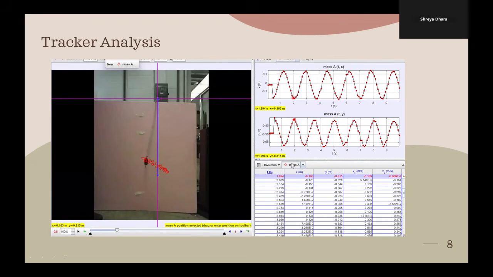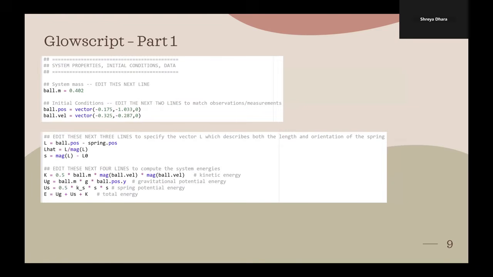It's a little hard to see, but basically what I did is I tracked the movement of the object in Tracker as it was moving in the video, and then I was able to generate graphs here on the right side and extract data from there. And then here's my GlowScript code.